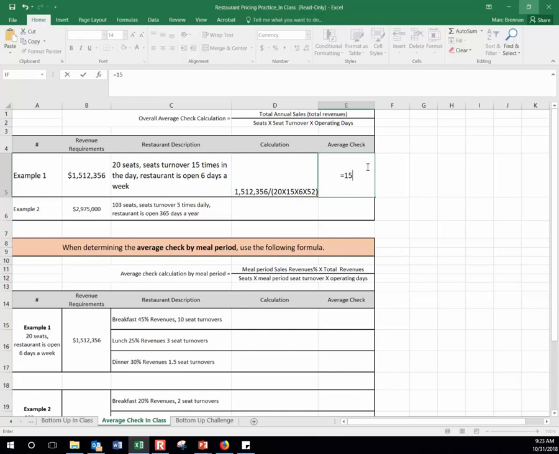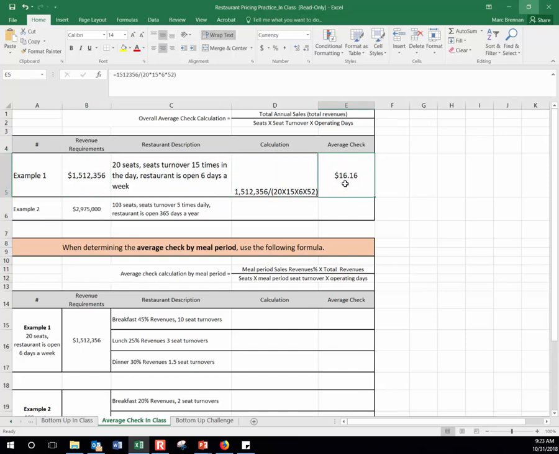So let's actually write this out in Excel. Times 15 times 6 times 52. And that should give us $16.16. So again, that's the math. Let's talk about what this means. Based on the fact that I have 20 seats and that they turn over 15 times and that I'm open 6 days a week for the whole year, in order to sell this much money based on this information, I need to have an average check of $16.16. That's to meet this revenue requirement based on what usually happens in my restaurant.